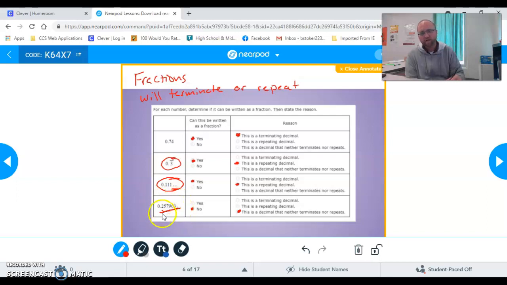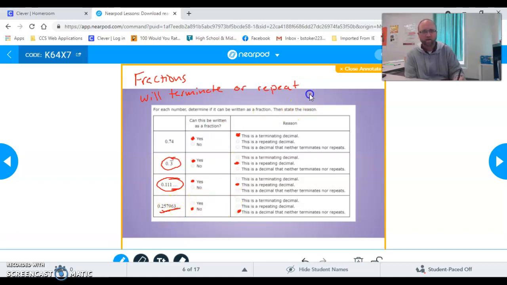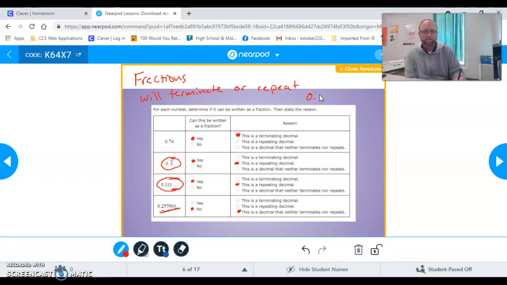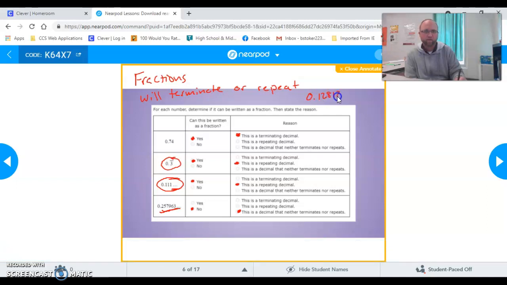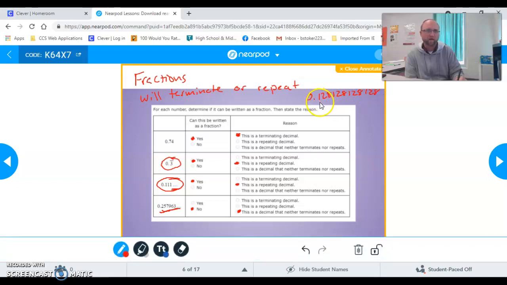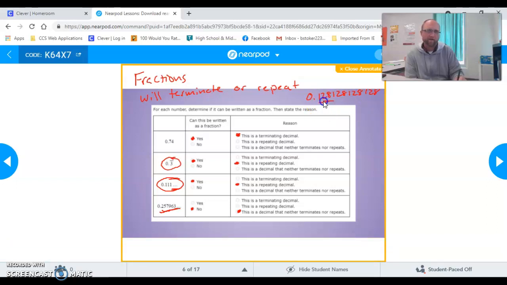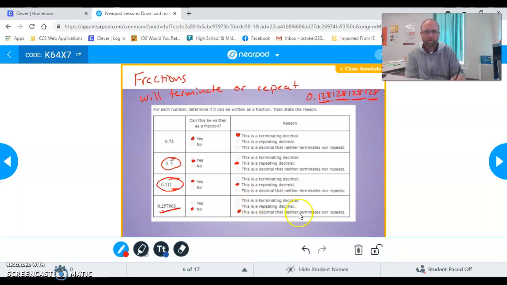So if you see a non-terminating, non-repeating decimal, most of the time it's written like this, where it's just a bunch of random digits with nothing that repeats a pattern, right? It's not the same number over and over, or something like 0.128, where it's the same pattern of numbers that repeats, okay? So that doesn't happen, all right? So go ahead and pause, and then you can answer that on the next one.